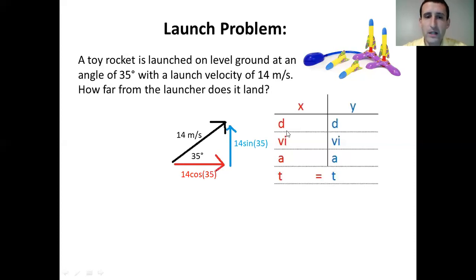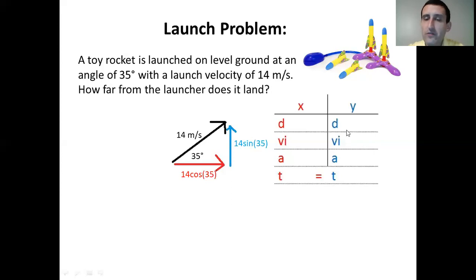So 14 times the cosine of the angle will give us the adjacent side, which will be the red or the x or the horizontal value. And then the opposite side, 14 sine of the angle, will give us the vertical. So that will give us those two numbers when we plug that into our calculator. So that's two of our numbers. How far from the launcher does it land? That's our horizontal distance. That's what we're trying to find. Our acceleration row, we already know, is 0 and negative 9.8.